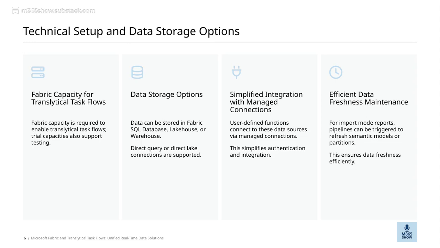When it comes to storing our data, we have flexibility. Data can be stored in Fabric SQL database, lakehouse, or warehouse. And whether we prefer direct query or direct lake connections, both options are supported, giving us the agility to choose what best fits our needs. Finally, to enable these translytical task flows, Fabric capacity is essential. Even trial capacities can support testing, so we can experiment and validate our setups before scaling up. Overall, these options come together to provide a robust, flexible environment for real-time, data-driven decision-making.